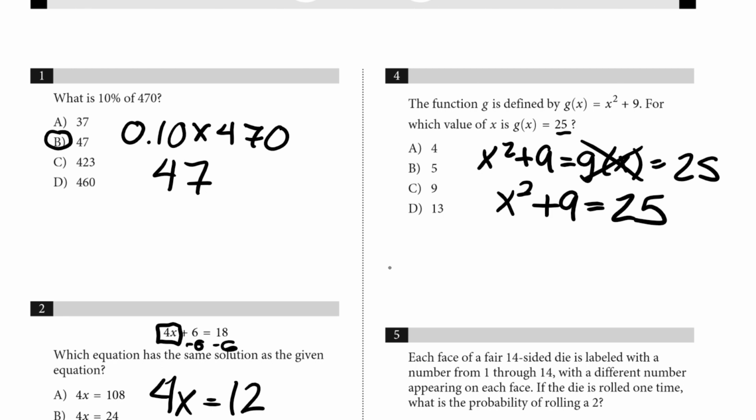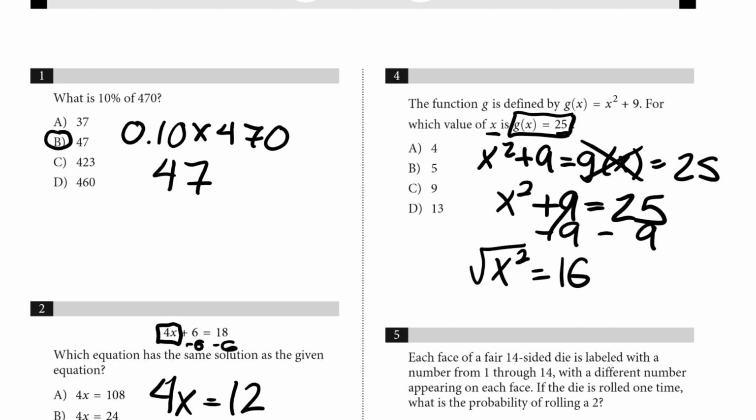The question is asking for what value of x is this statement true, so we want to try to get x by itself. The first step is to subtract 9 on both sides. This will give us x squared equals 16. And then to get x by itself, we're going to take the square root of both sides, and that will give us x equals plus or minus 4. And if we look at our answer choices, you will find 4.